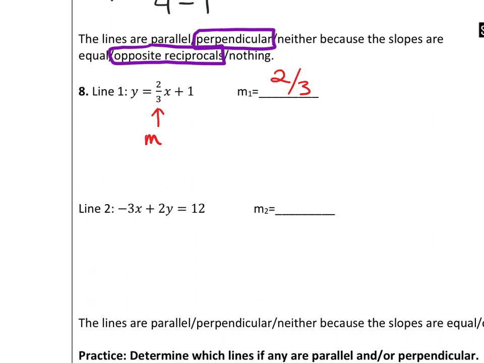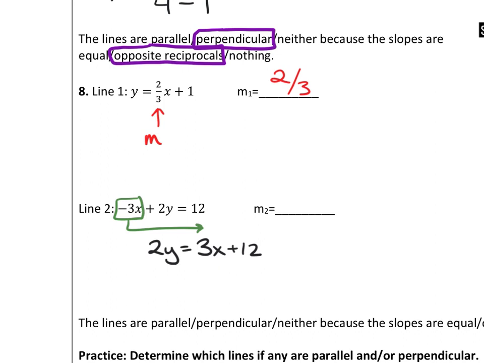I'm going to move that negative 3x over. If I take that 3x and move it over, what does it become on the other side? Positive, very good. Cross the line, change the sign. So this is going to be 2y equal to positive 3x plus 12.